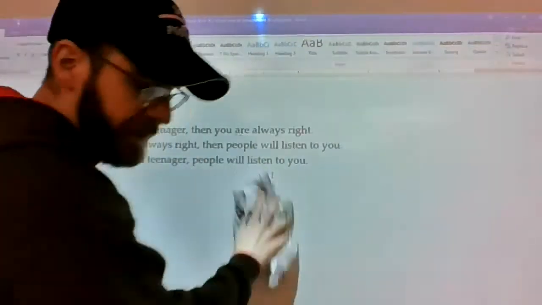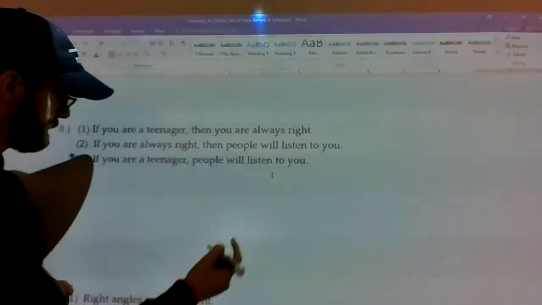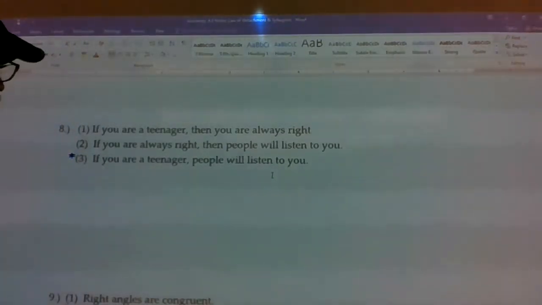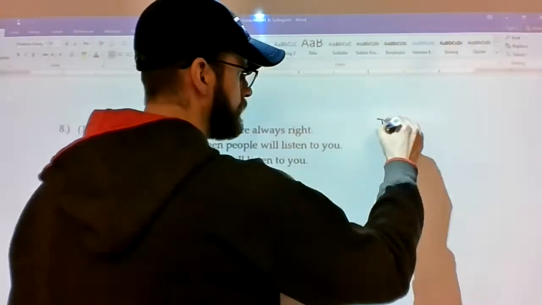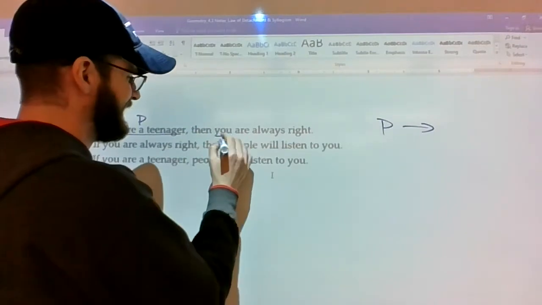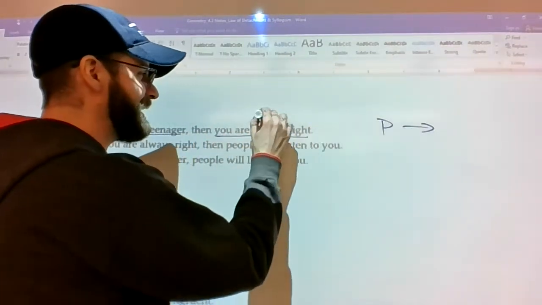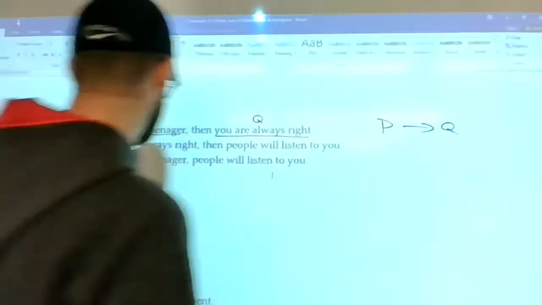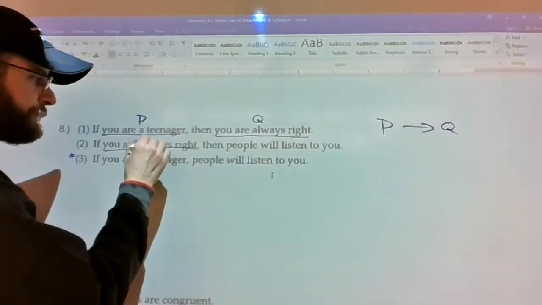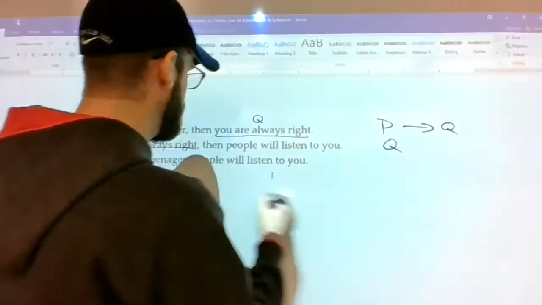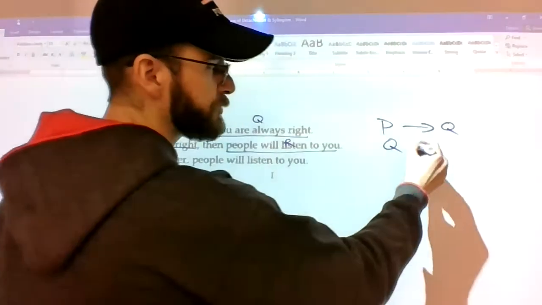All right, so again, the directions are, we're trying to see if the conclusion here is a valid one. So what do we got? If you are a teenager, we'll make that our P statement. Then you are always right. Interesting. Okay. If you are always right, our Q statement repeats itself. Then it follows that people will listen to you. Seems reasonable.